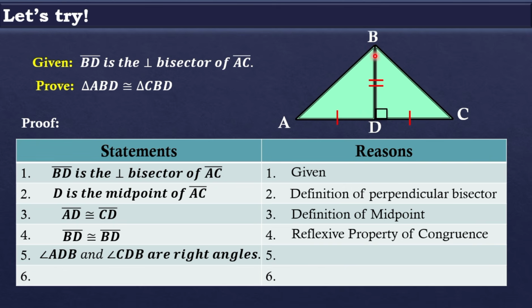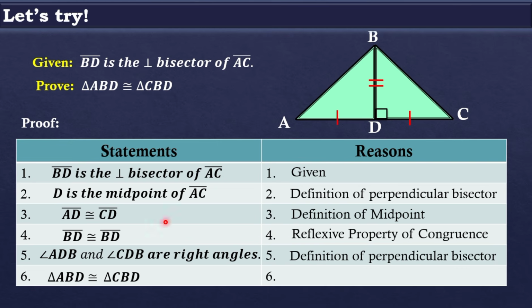So, halimbawa, angle ADB is congruent to angle CDB. Bakit? Okay? So, yun ang tanong. So, maiisip mo kagad kasi perpendicular bisector. Okay? So, definition of perpendicular bisector. So, since bisector siya, magfo-form yan ng right angles.